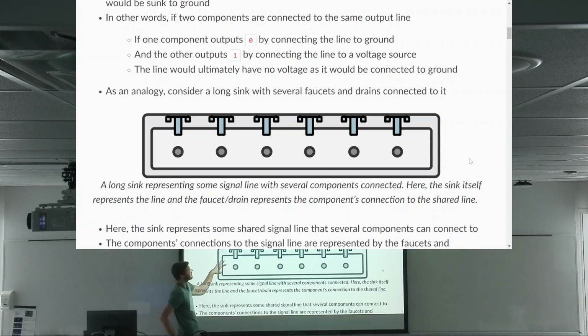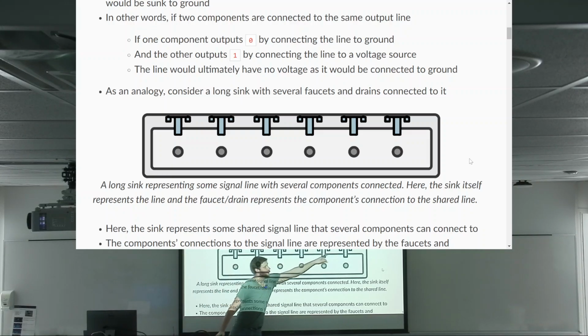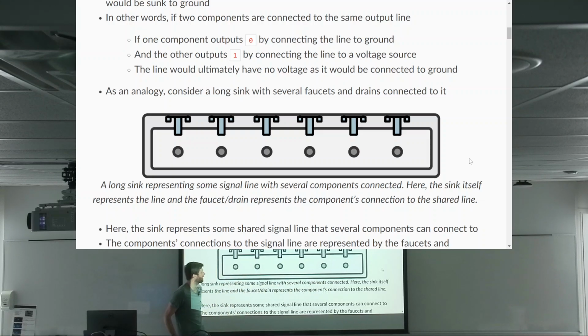Consider that this is one signal line. Not like, oh, it's the bus with 1, 2, 3, 4, 5, 6 signal lines on it. No. Think of this as one signal line with 6 different components connected to it. The component can either be putting on a 1, which would mean add water, or a 0, which means drain the water. Okay? If this component is adding water, and I want this component outputting a 1, I want the sink to fill up with water so the water can flow to wherever it's supposed to go. All right?